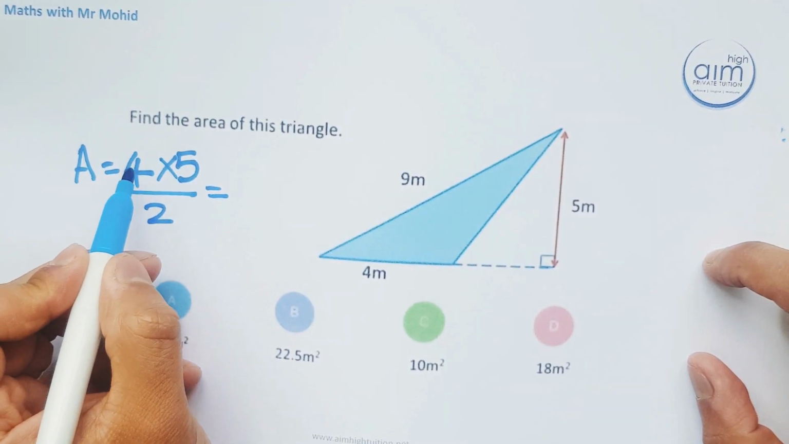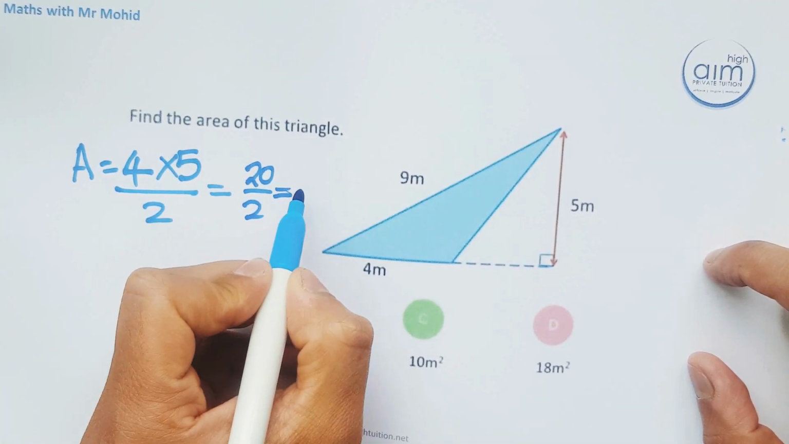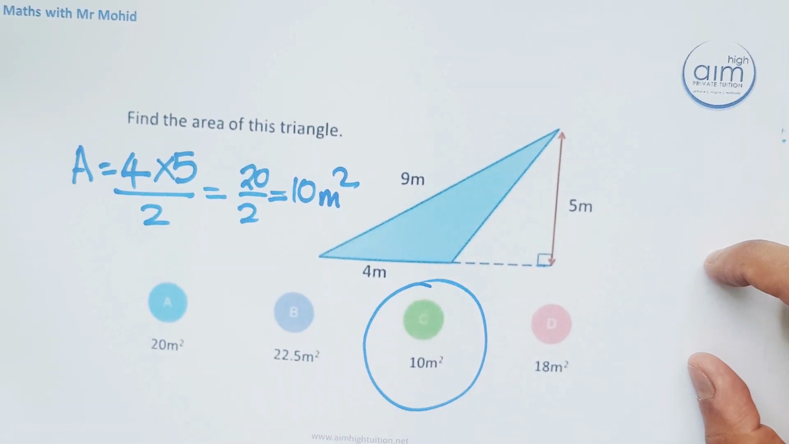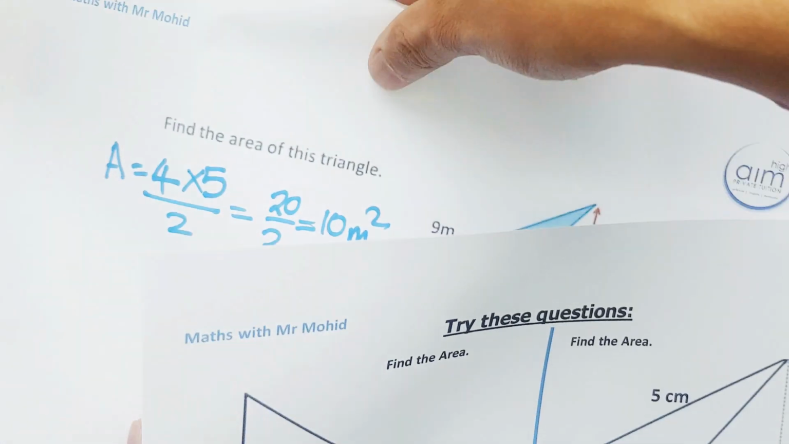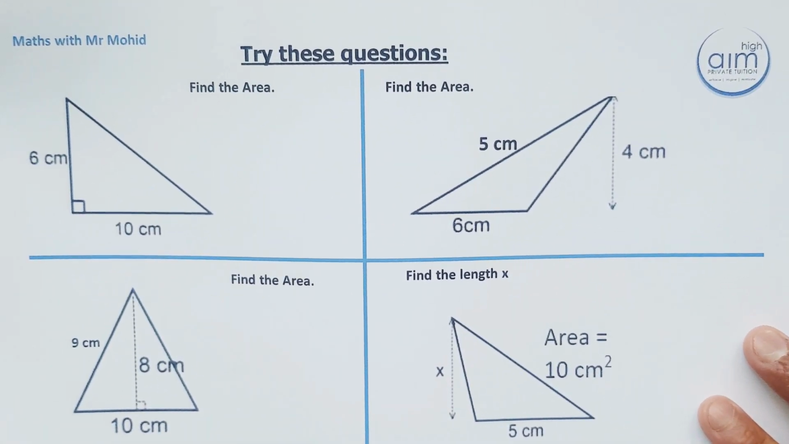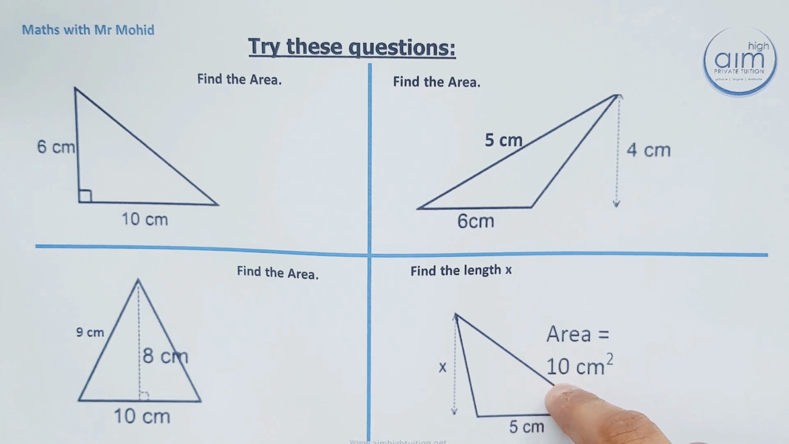So we've got 5 times 4 is 20. 20 divided by 2. The answer to this is 10 meters squared. So C was the correct answer. You can have a go at some yourself now. Press pause and have a go at these 4 questions and I'll reveal the answers for you very shortly. Just be careful with the last one. It's giving you the area and it's asking you to work out the length.